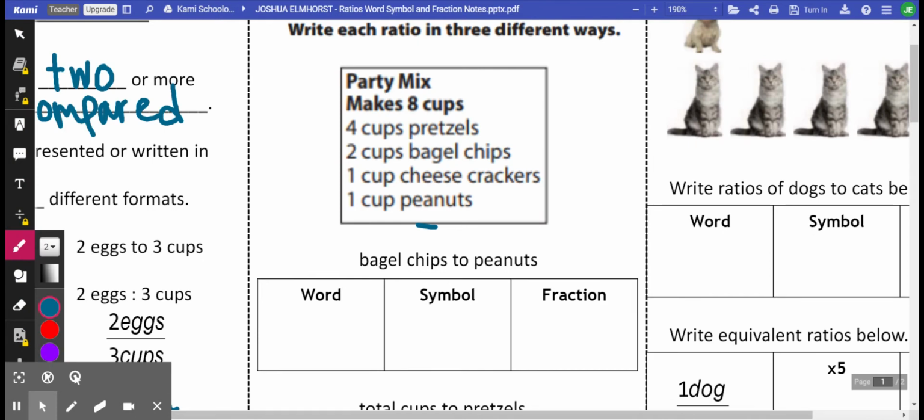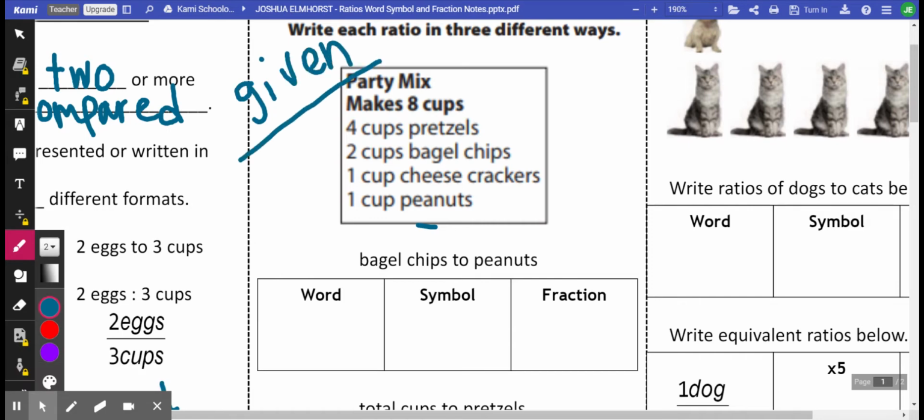So now let's practice a little bit. With the given information up above, we have 4 cups of pretzels, 2 cups of bagel chips, 1 cup of cheese crackers, and 1 cup of peanuts. So we look down below, we have bagel chips to peanuts. This comparison, as far as left to right, is also how we're going to write it in the ratio form.